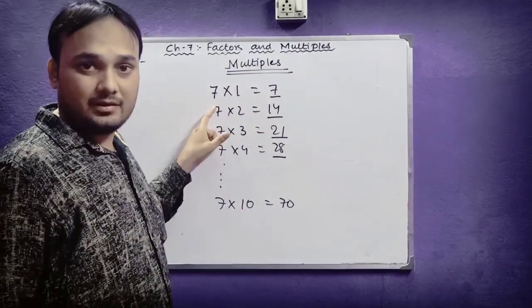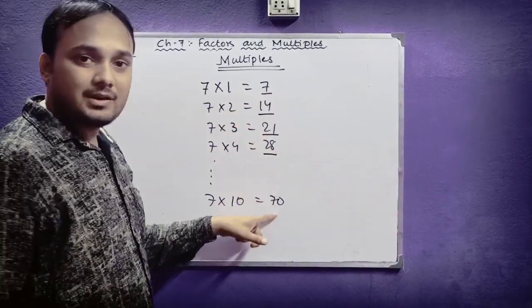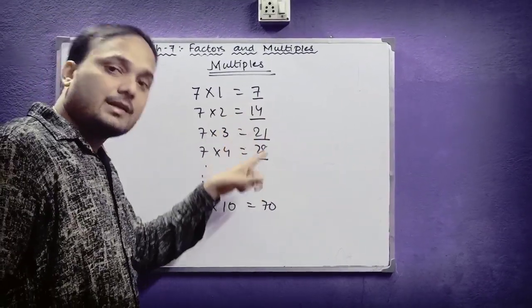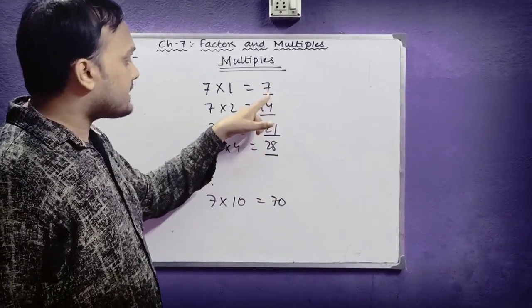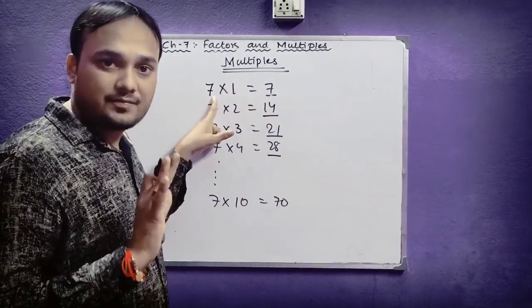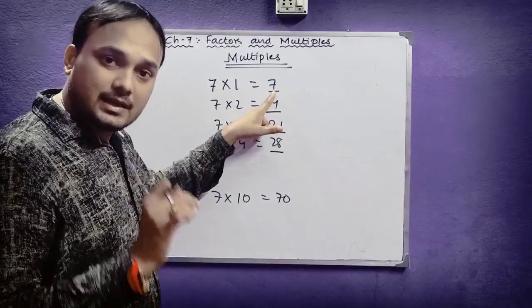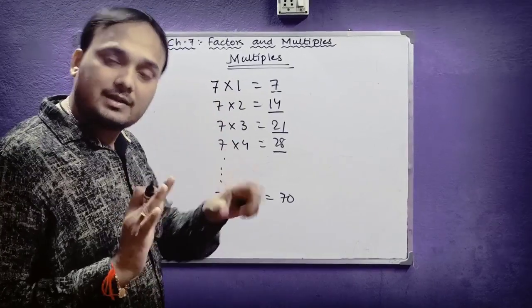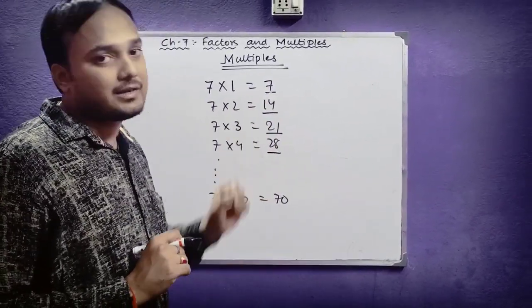multiples of this 7. So basically we see that all the multiples of any number are greater than that number or equal to that number. 7 is itself a multiple of 7. This is the first fact of multiples which you have to know, that 7 is itself a multiple of 7. So any number is itself a multiple of that number, and the other multiples are always greater than that number.